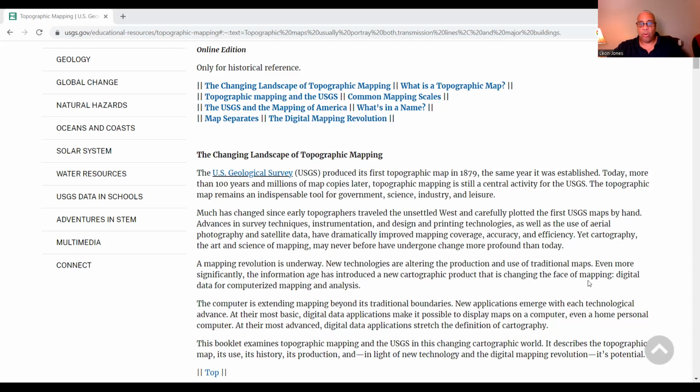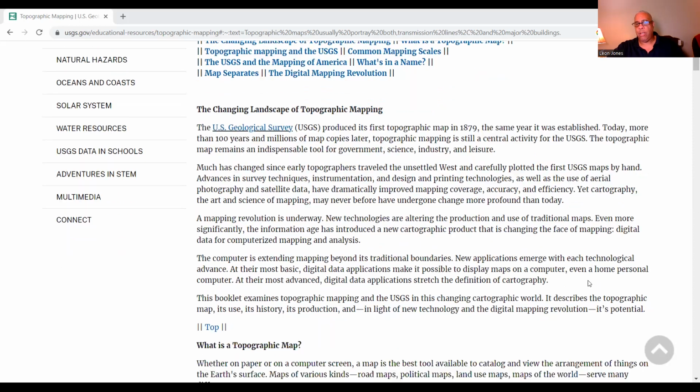Now, the computer is extending mapping beyond its traditional boundaries. New applications emerge with each technological advance. At their most basic, digital data applications make it possible to display maps on a computer, even a home personal computer. And at their most advanced, digital data applications stretch the definition of cartography.